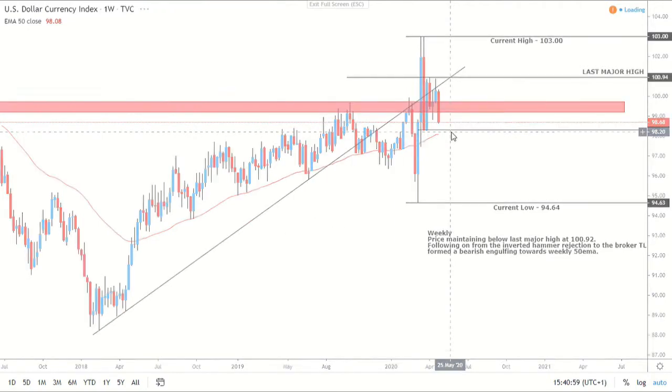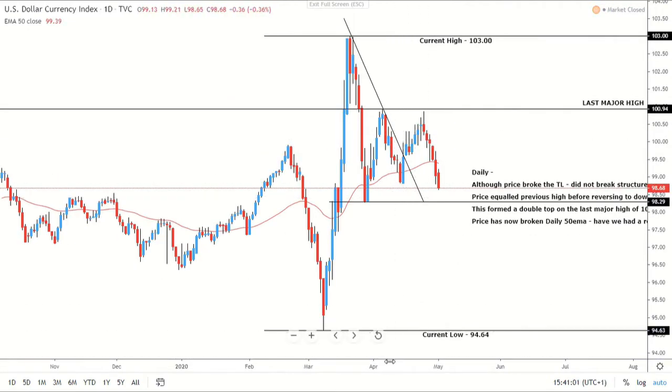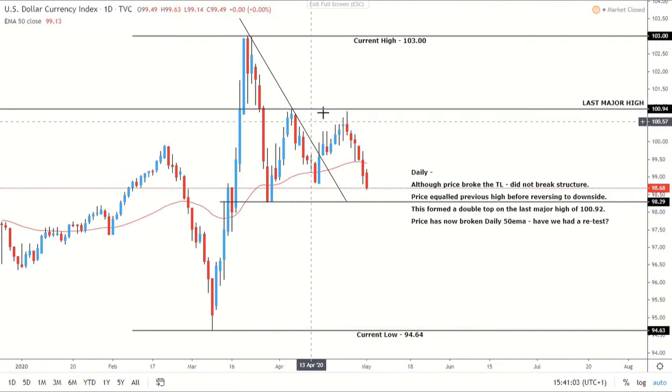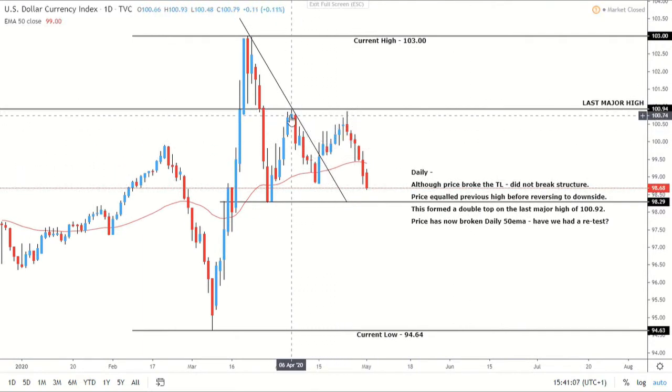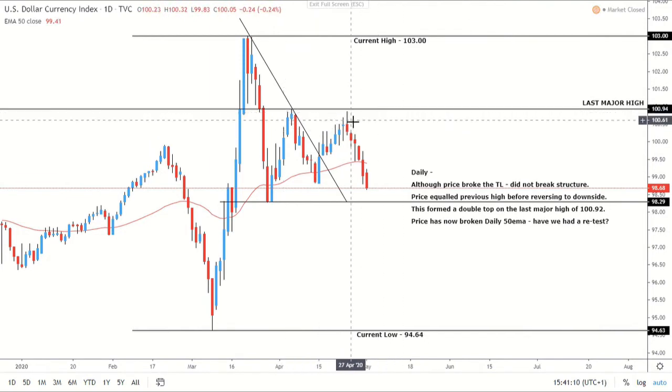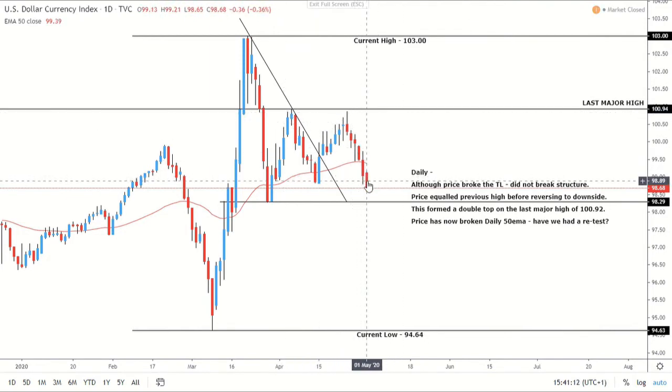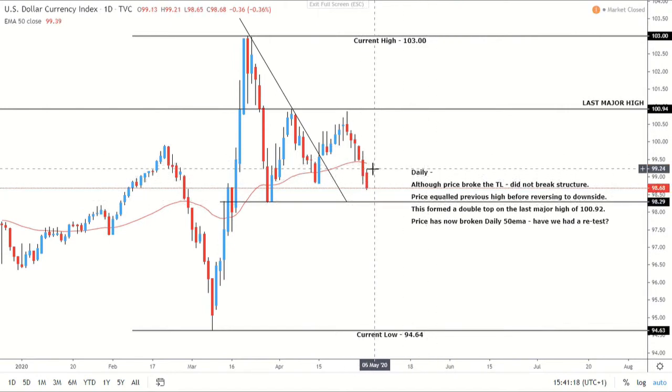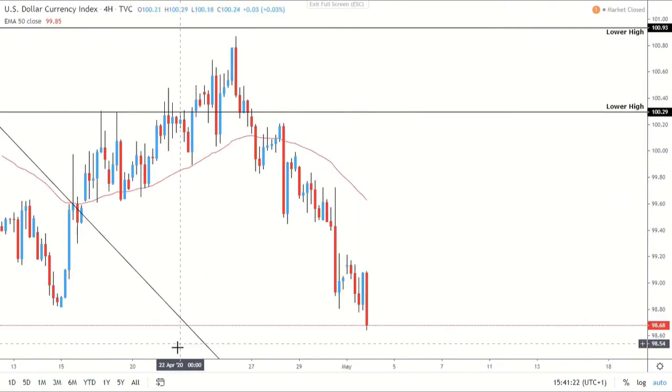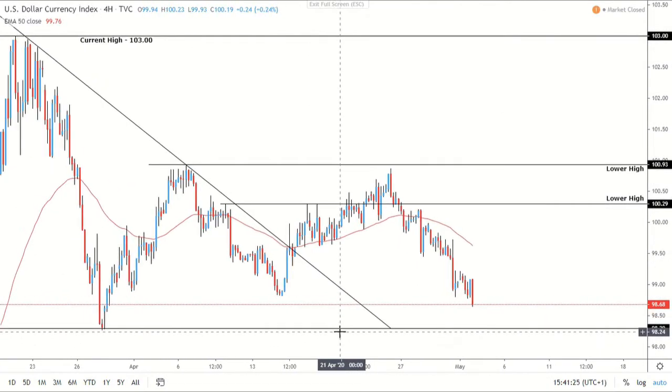Then on the daily, we can just see that price is below the 50 MA, and we've formed a double top here on this last major high. So although price broke this trend line, it hasn't broken any structure, it hasn't broken the last major high, and then we've seen price now come down, break below the daily 50, and looks to be continuing down to the downside. So just looking for it to break this area here of 98.29 and then continue to the downside potentially.